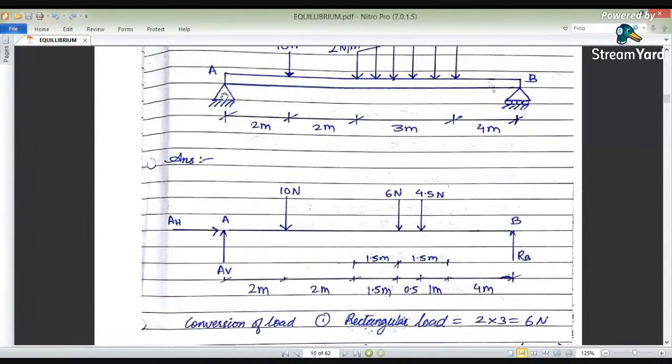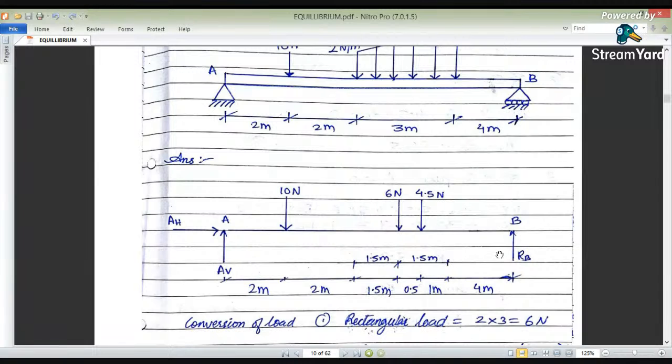First, we have to see the hinge support. Hinge support acts in horizontal and vertical directions. What about the roller support? Roller support has only one, vertical direction. So here we will find the unknowns. The unknowns in this case are 1, 2, and 3. That means there are 3 unknowns.